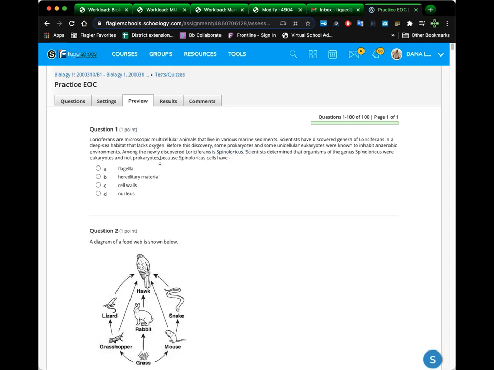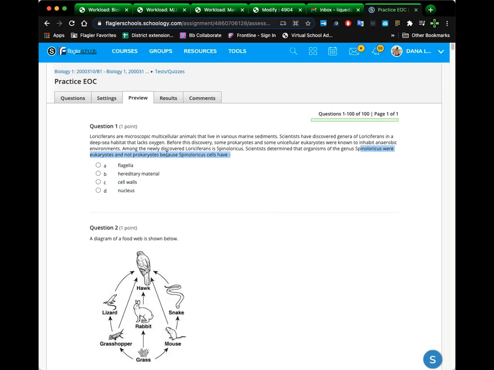Generally, the question is going to be the last sentence. So we're just going to jump to the end of this question here. It basically says, so eukaryotes and not prokaryotes, because the cells have blah, blah, blah. So basically, this is just a roundabout way of asking, why is something a eukaryote and not a prokaryote? That's all it is. All this other stuff here is just fluff. You might see stuff like that, and you might get a question like this and not know the answer. It might help you in the text a little bit.